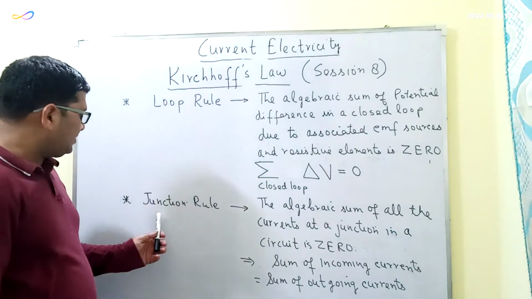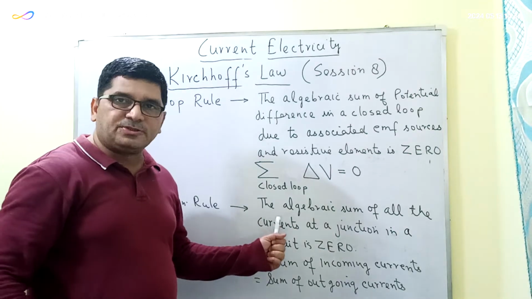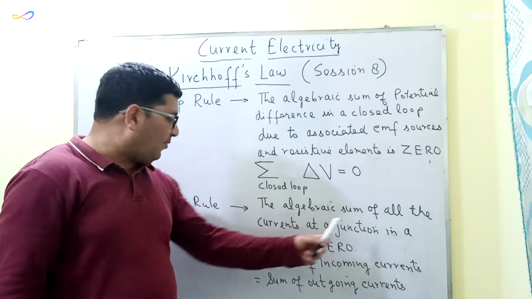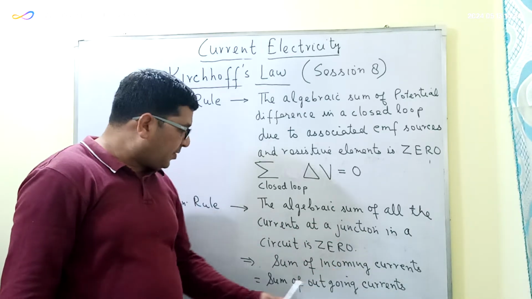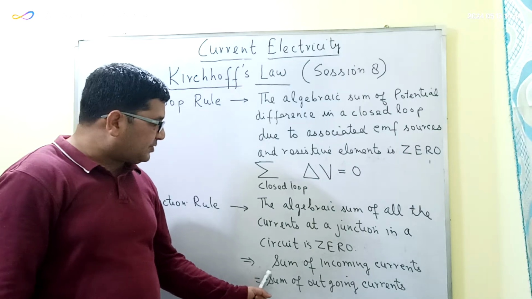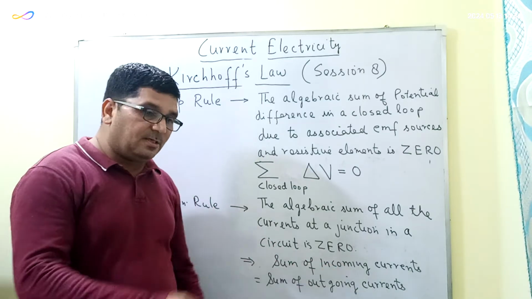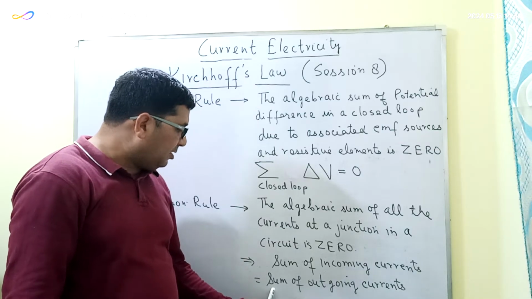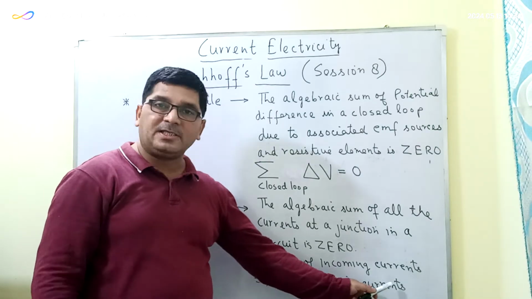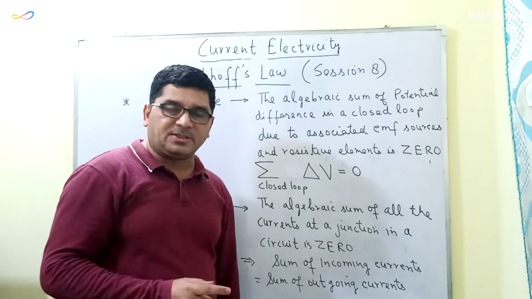And the second rule is the junction rule. According to this rule, the algebraic sum of all the currents at a junction in a circuit is 0. In other words, the sum of the incoming currents at a particular junction in a circuit should be equal to the sum of the outgoing currents from that junction.